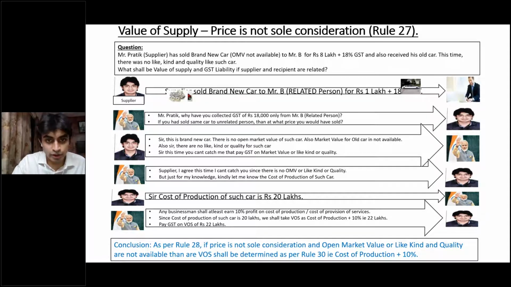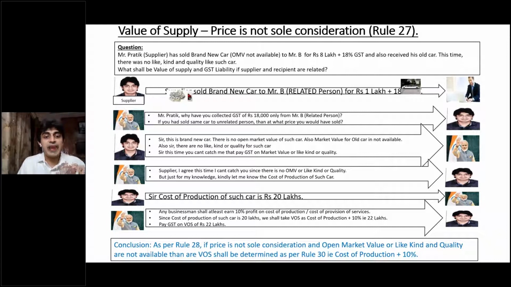So if open market value of new is not available, go for the total of cash received plus open market value of the old car. If that is also not available, go for the third step, like kind and quality. And if that is also not available, go for cost of production plus 10%. So this is how you will go systematically.